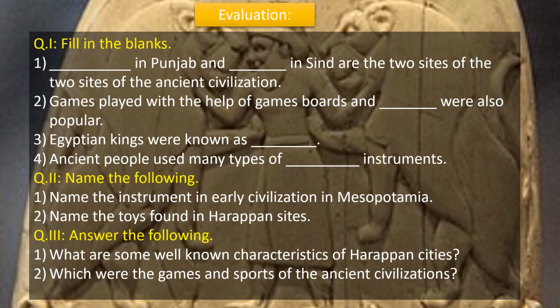Second, which were the games and sports of the ancient civilization? Answer. Hunting and wrestling were important sports in the ancient civilization. There were several games played on game boards, like chess. In ancient Egypt, people played a game similar to chess known as Senet.